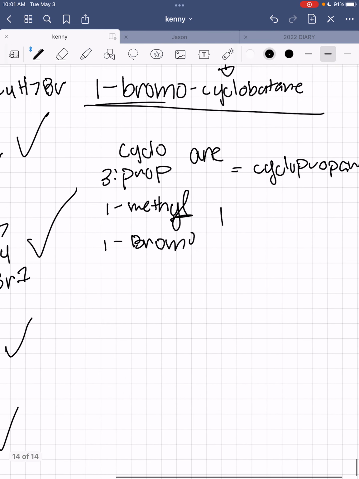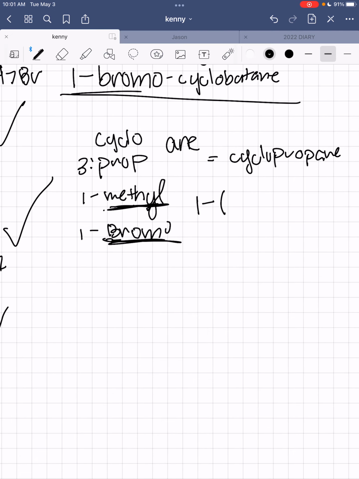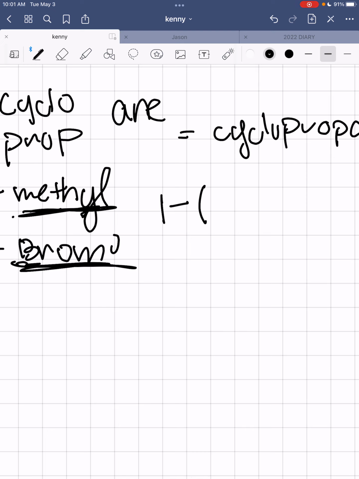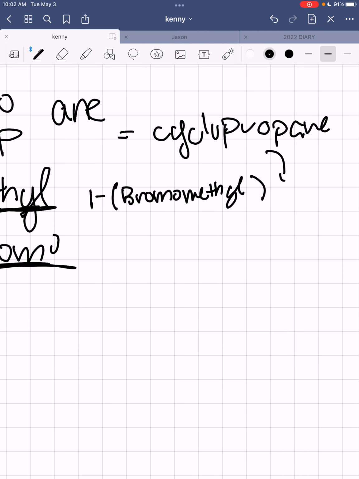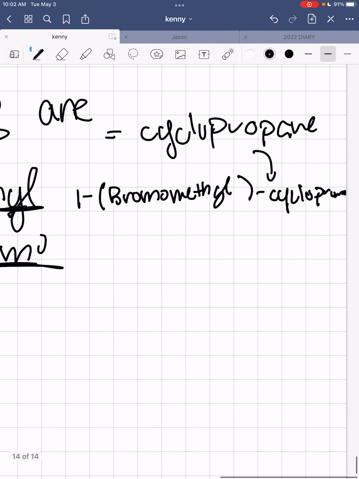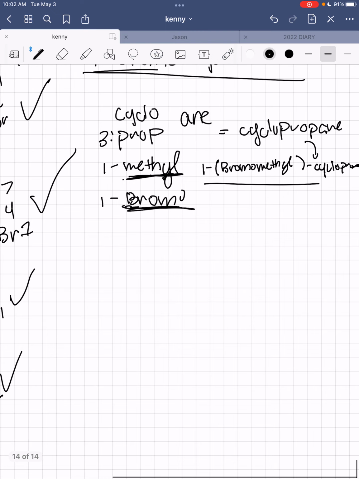So you have 1, and then this one takes precedence because this is the parent function. So I put 1 in parentheses. Let me erase this and start very small so it fits. 1 in parentheses because this is a substituent inside the substituent, so maybe 1-bromomethyl, and then add this cyclopropane. Just imagine if I wrote the ending there.